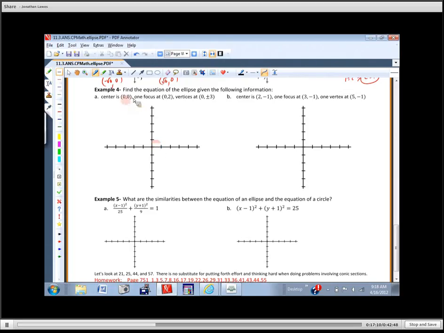Center's at 0, 0. It's got a focus at 0, 2. So 0, 2 up here. So there's the center, and I like to label these. So the center is here, the focus is here, and then it has vertices at 0 plus or minus 3. So it's got a vertex here, and it's got a vertex here. Those 3 pieces of information, and we need to figure out, gosh, what equation is this?